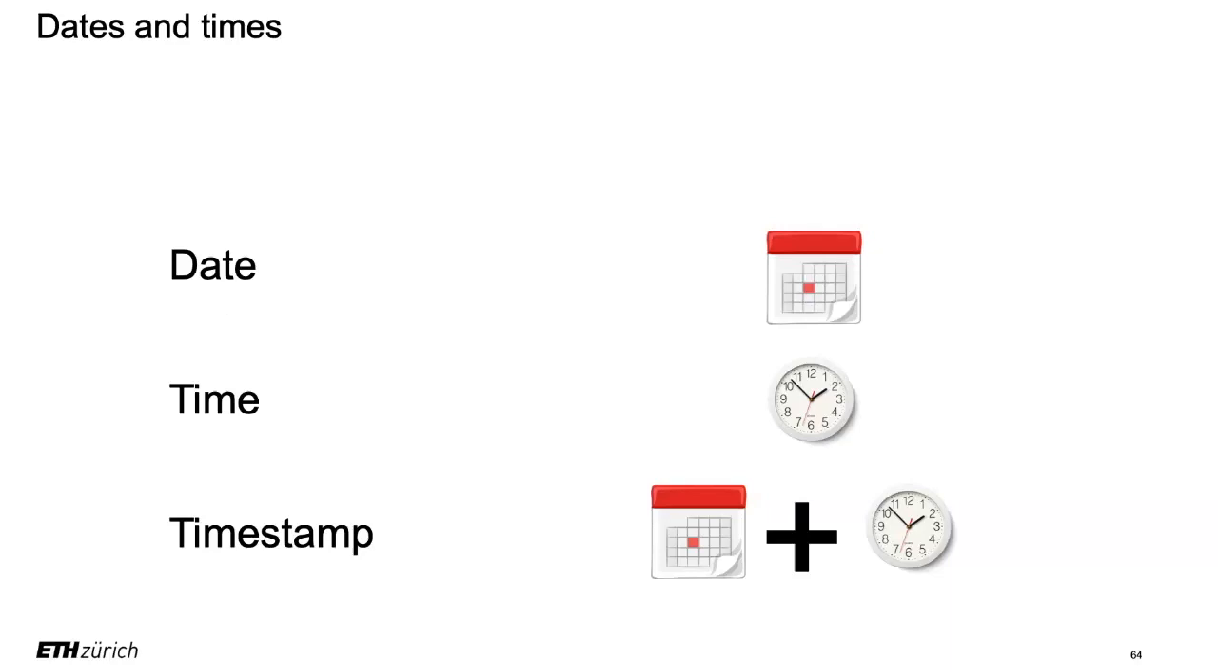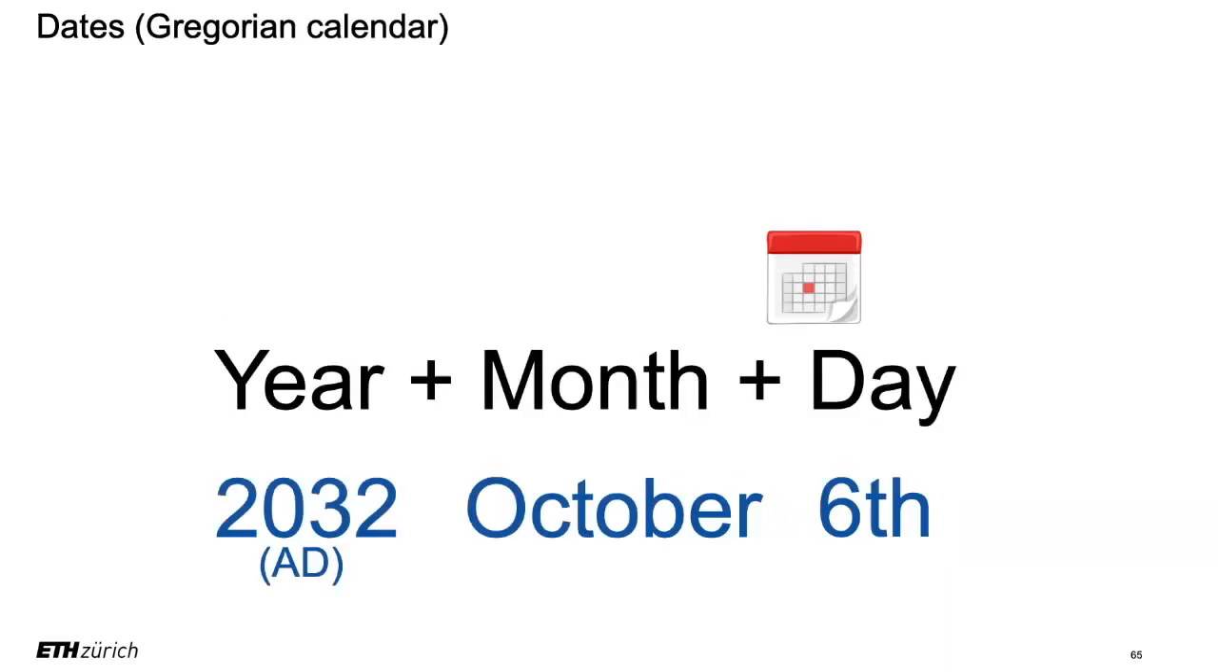So let me briefly show you, because you can also have these values in relational tables, the dates, the times, and the timestamps. So a date, in the Gregorian calendar, the one that is used, at least here in Switzerland, you have the year, the month, and a day. Like, what did I write? I meant 2023. I was a bit ahead of myself here, but 2023, October 6th, that is a date.